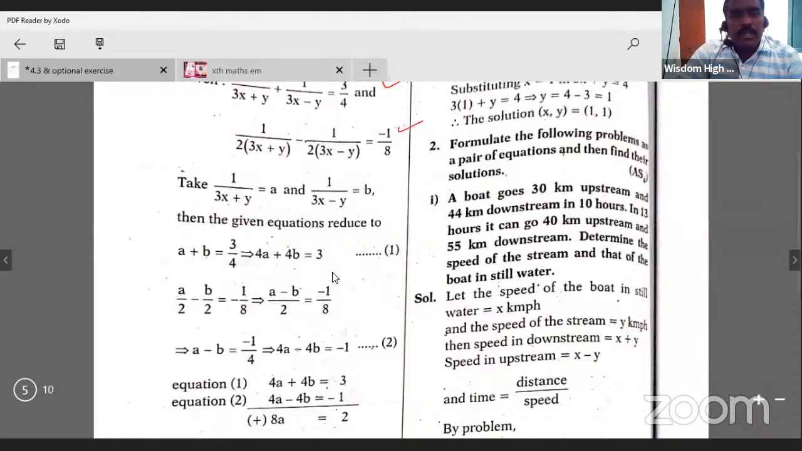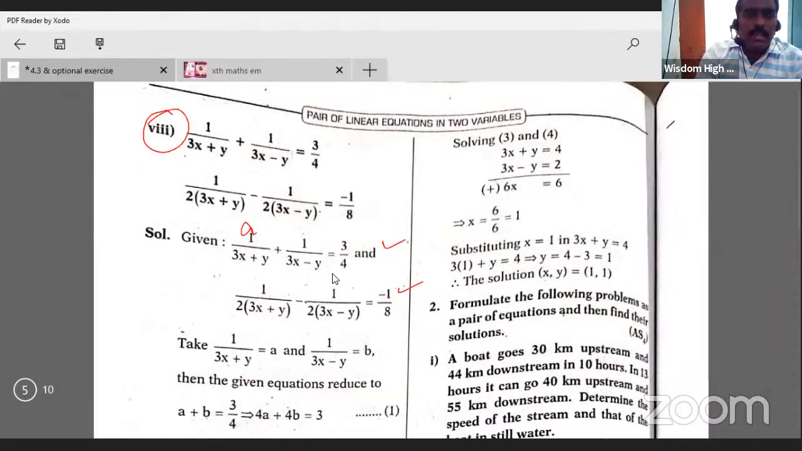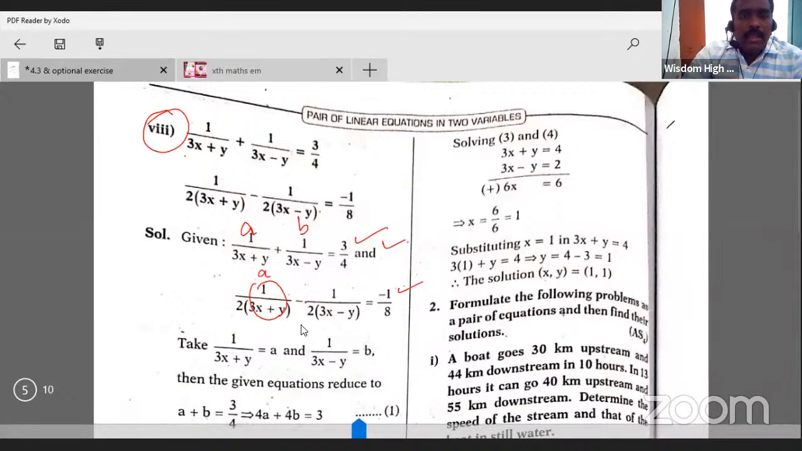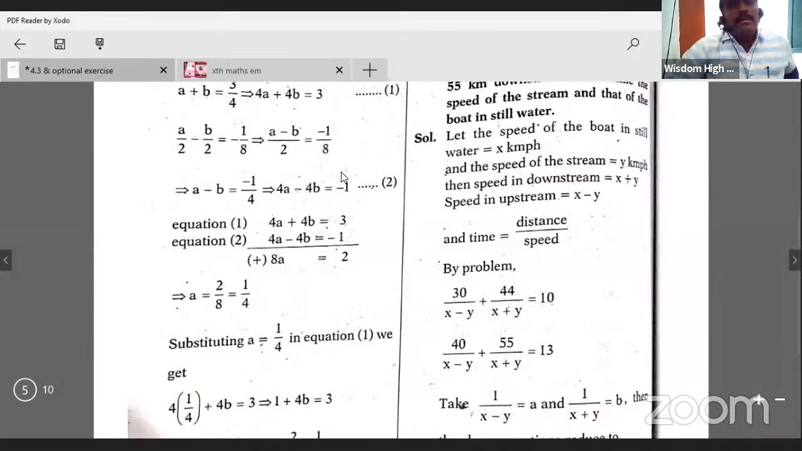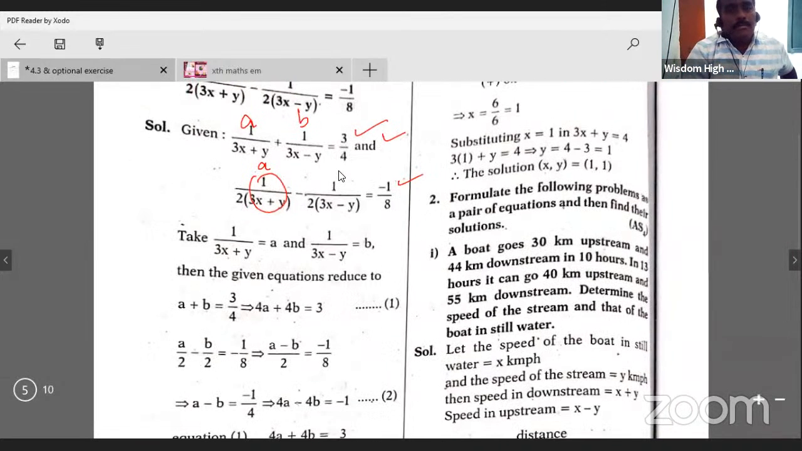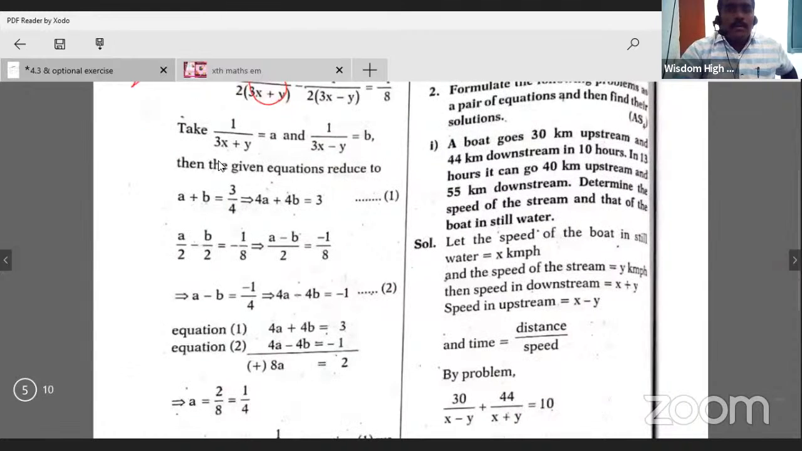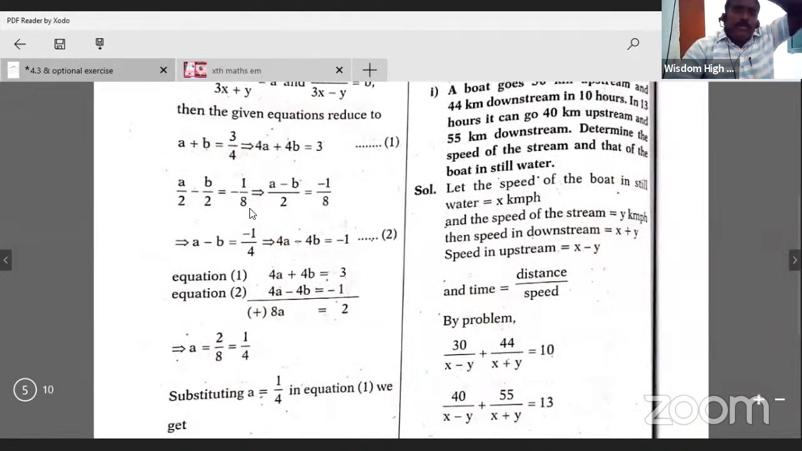Yes, we substituted here. See, this is equal to a, this total we take as b. a plus b is equal to 3 by 4. Here, this is equal to a actually, that means a by 2, then minus b by 2. This whole value a by 2 minus b by 2 is equal to minus 1 by 8. Okay, we got that equation here.